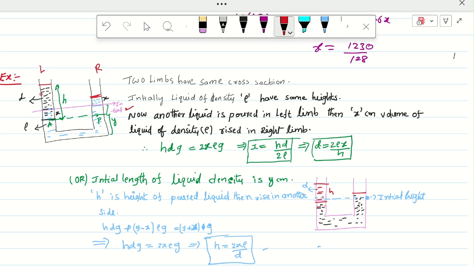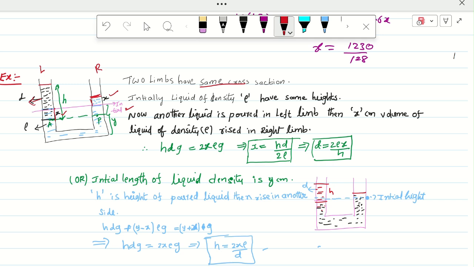In the left limb, I poured another liquid of density rho. Then it is compressed, the volume is compressed, and the same volume is raised here by x. So the liquid of density rho is raised on the other side. Now how much length is depressed here, the same length will be raised here, because these two are uniform, the same cross section. How much is depressed, the same height will be raised. So now initially there will be a y length height.